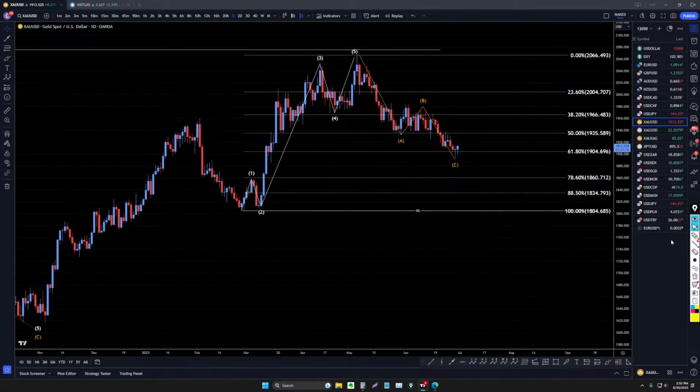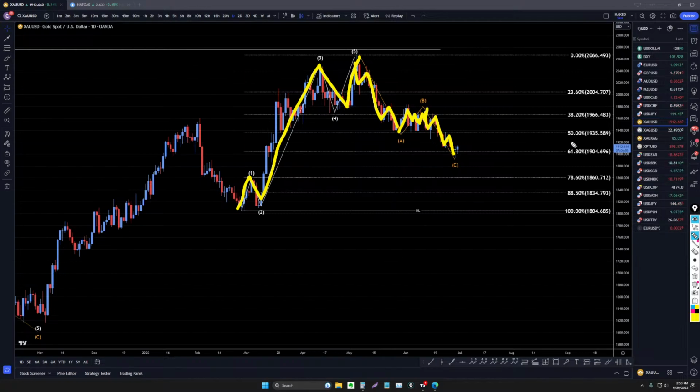I think that gold is... It just looks way too clear for me not to be over, honestly. 1, 2, 3, 4, 5 up. Extremely clear. 1, 2, 3, 4, 5 down. Very clear. This wave B is not that clear. It's definitely a correction. You can see how overlapping it is. I think it's a B. 1, 2, 3, 4, 5 down.